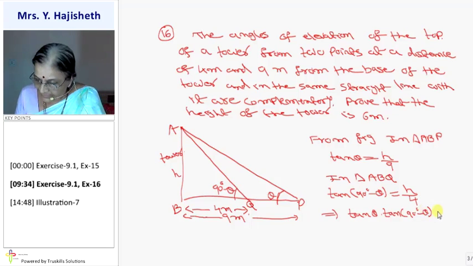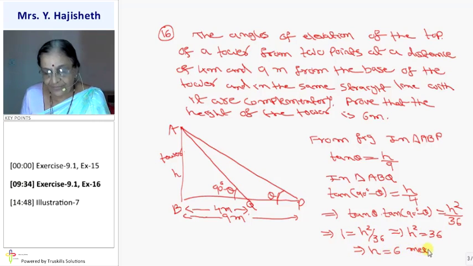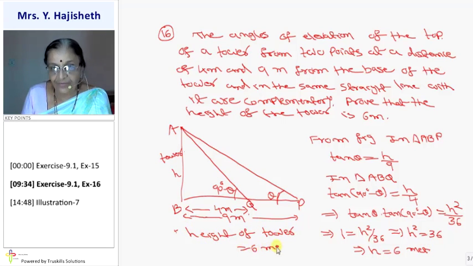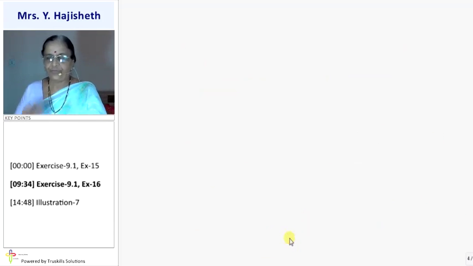Clear? And this side अगर product करेंगे तो h square by 36. So I will get 1 is equal to h square by 36. That implies h square is 36. And that implies my h is 6 meter. Clear? So therefore height of tower is 6 meter. Clear? So that completes all the sums from an exercise.